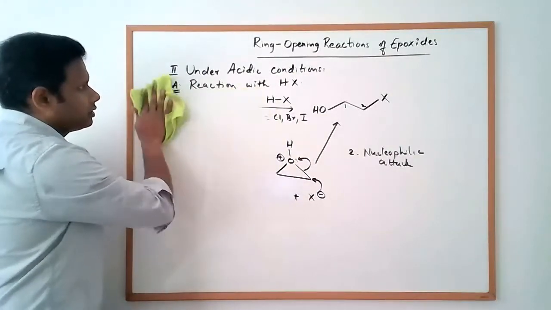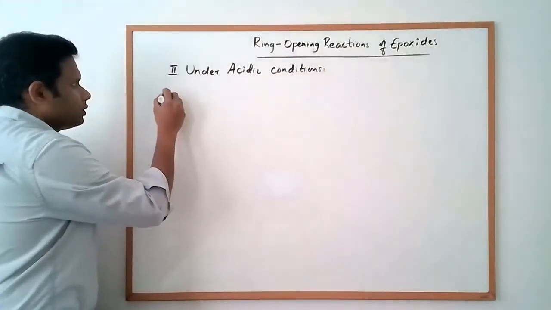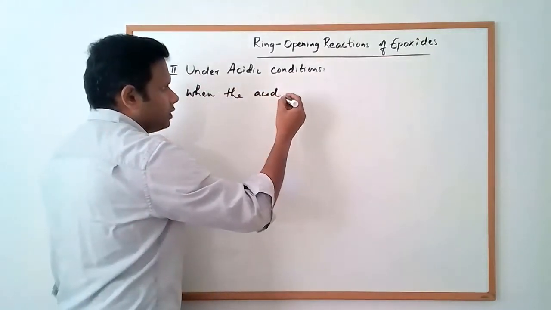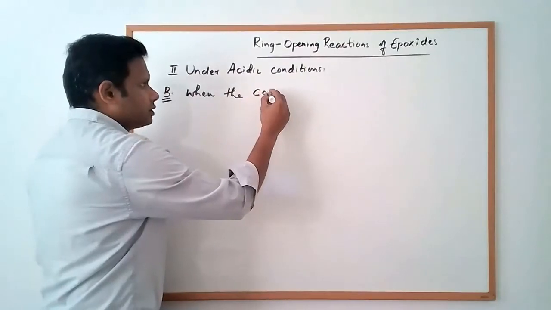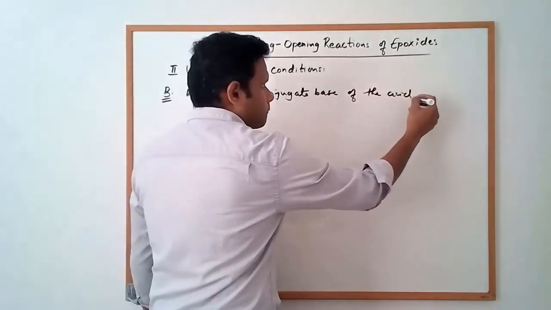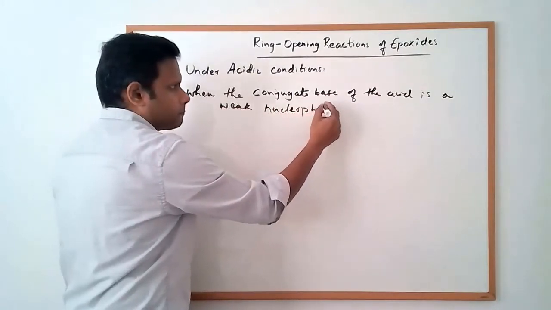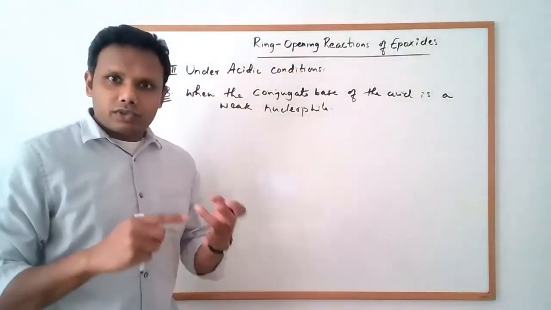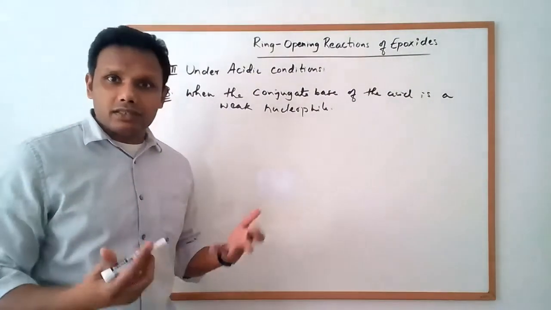Now, let's look at the second example here, where the mechanism is slightly different, okay? So let's say the second one is when the conjugate base of the acid is a weak nucleophile. In the previous case, we used the hydrogen halides, where the conjugate base of the acid was the chloride or the bromide or the iodide, and those are good nucleophiles. What if we use an acid where the conjugate base of the acid is a weak nucleophile?